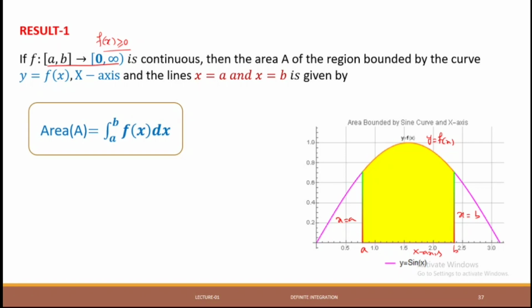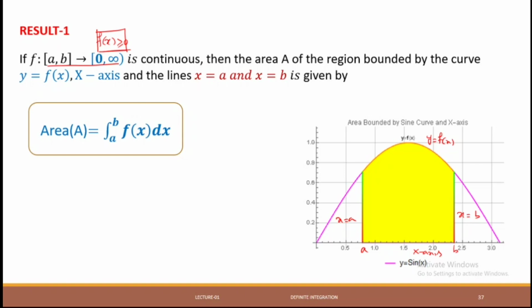That means if you integrate the function f(x) in the interval a to b, then we get the area under the curve bounded by the function y = f(x), the x-axis, x = a and x = b. Remember, you can get area by integrating the function only if the function is non-negative. I hope you have understood the result.